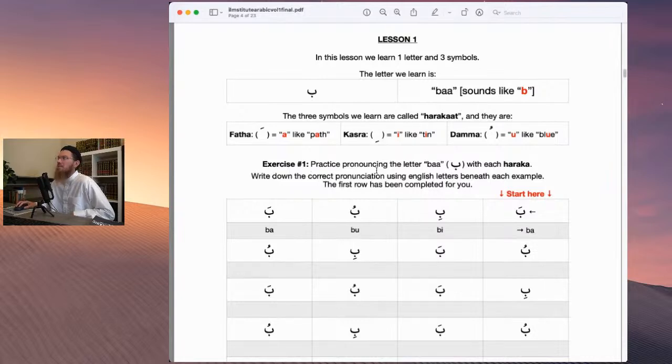Exercise 1. Practice pronouncing the letter ba with each haraka. Write down the correct pronunciation using English letters beneath each example. The first row has been completed for you.